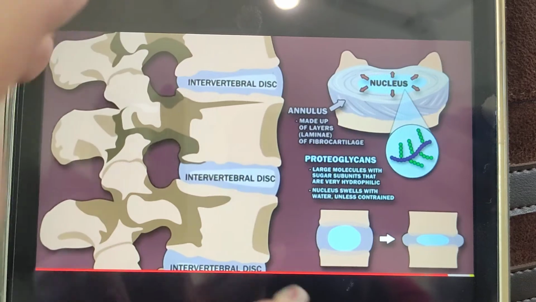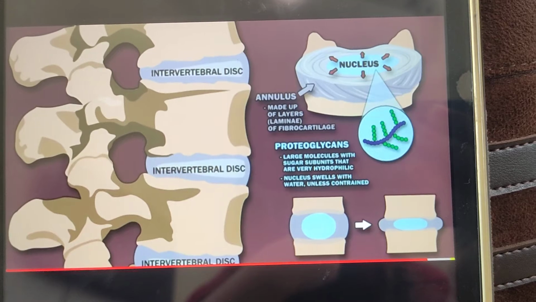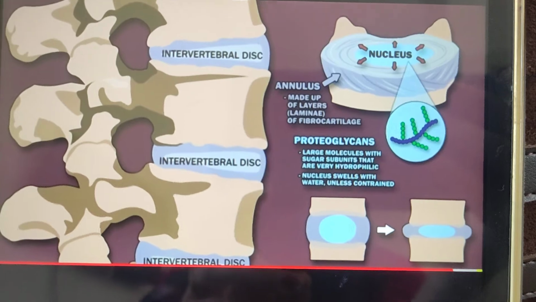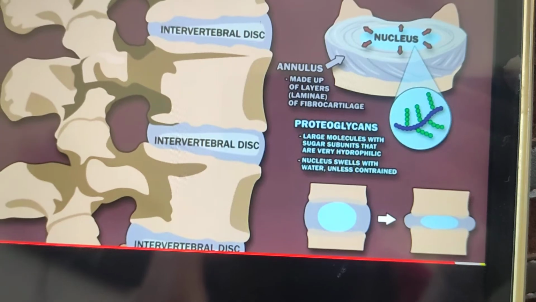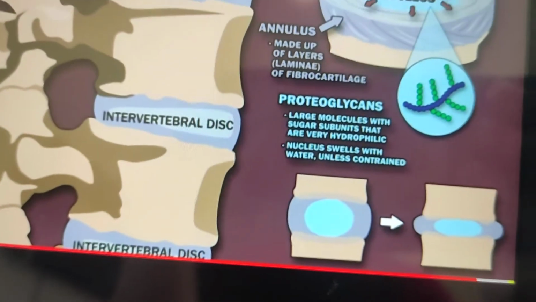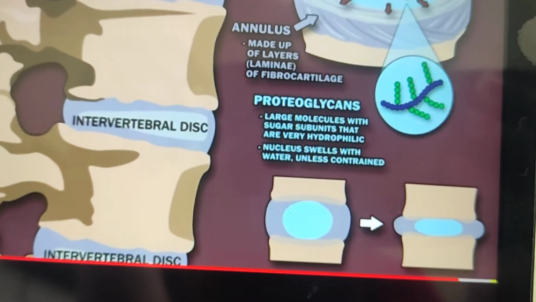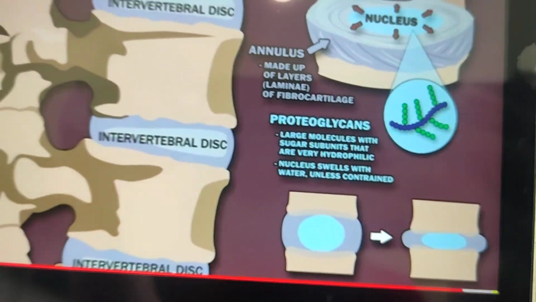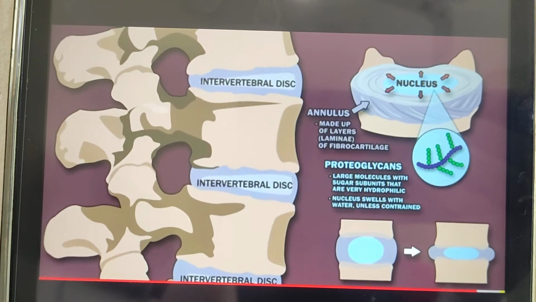These intervertebral discs are composed of the annulus and the nucleus. Annulus is made up of the lamina of the fibrocartilages. This fibrocartilage provides support to these intervertebral discs, and then we have the nucleus of the intervertebral disc. This nucleus contains the proteoglycans. Proteoglycans are large molecules with sugar subunits that are hydrophilic. Hydrophilic means they can absorb the water, so the nucleus swells with water unless constrained. So nature has made this nucleus hydrophilic.